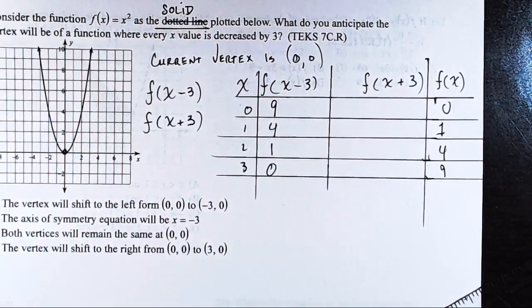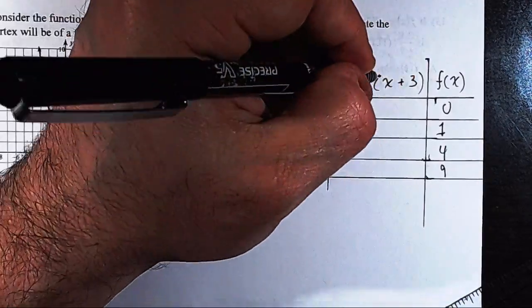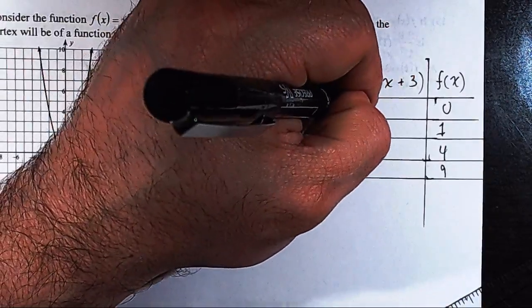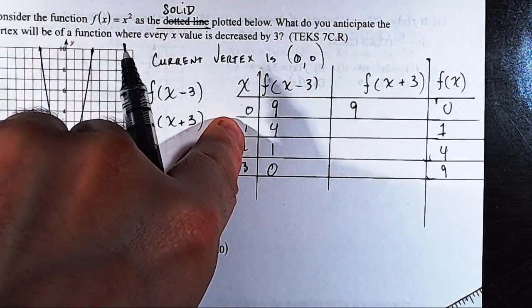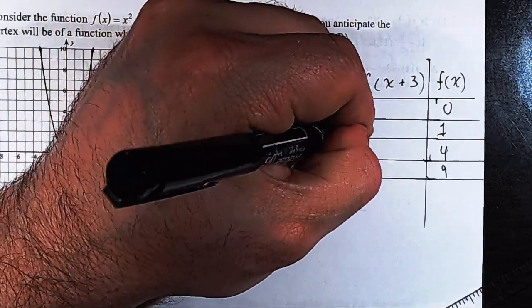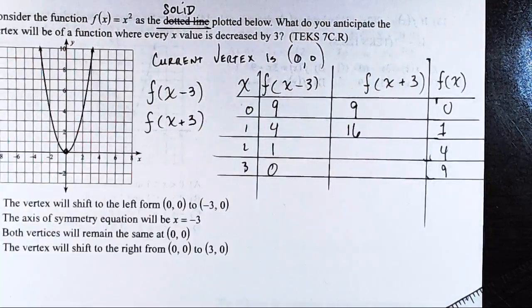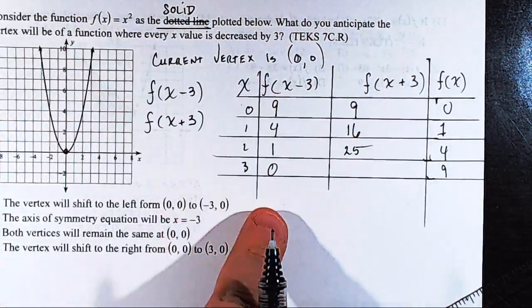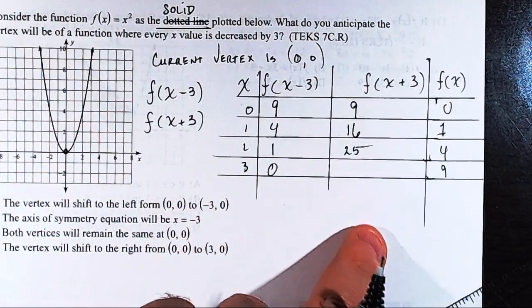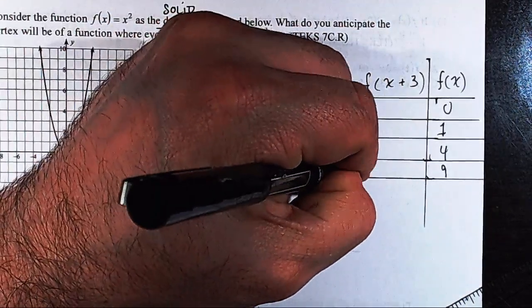How about x plus 3? Okay, 0 plus 3, 3 times 3 is 9. Okay, 1 plus 3 is 4. 4 squared is 16. 2 plus 3 is 5. 5 squared is 25. 3 plus 3 is 9. 9 squared is 81.